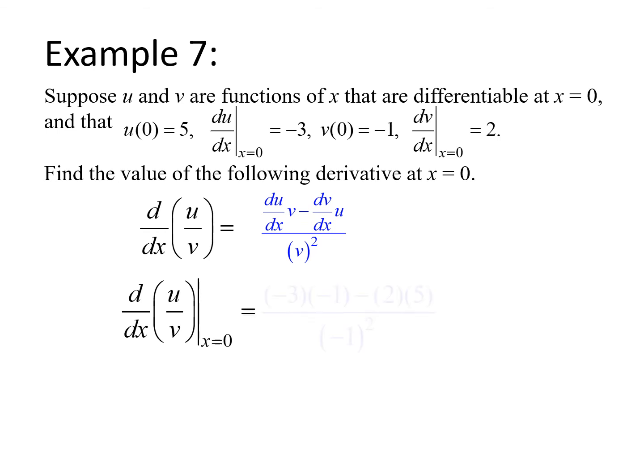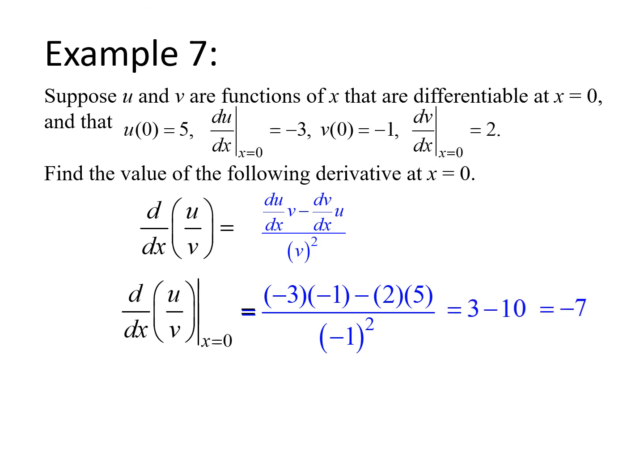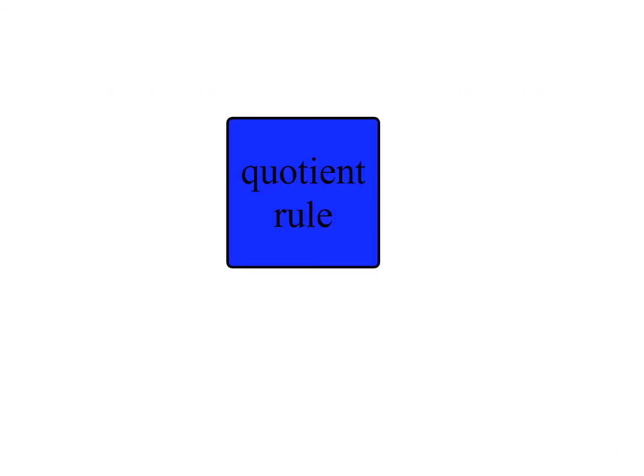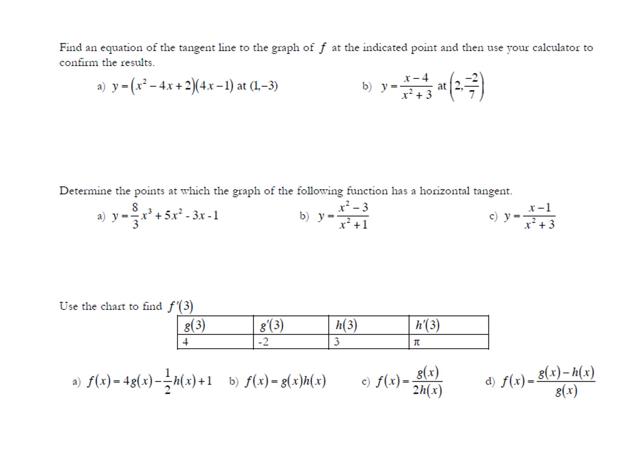So now we're going to substitute in our values. So we get -3 times -1, minus 2 times 5, all divided by -1 quantity squared. So watch not to lose a negative symbol here. I have some students that end up with the answer of -13, but what happens is we get +3 minus 10, which will be -7. And then that is our numeric answer. And we are done. So that is a numeric example for our 7 examples of working with the quotient rule. So that's our quotient rule.